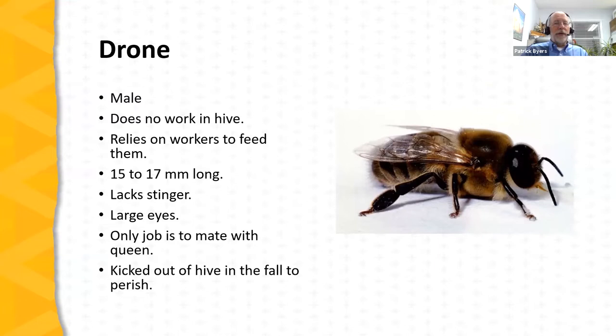They have large eyes, as we can see. And one of the reasons they have large eyes is that really their only job in life is to mate with the queen. And as the virgin queen leaves on her mating flights, those eyes serve the drones well to pursue her into the air. After they mate, they die. And if there are any left in the hive in the fall, the worker bees, quite frankly, kick them out. They're kicked out of the hive and then they perish.